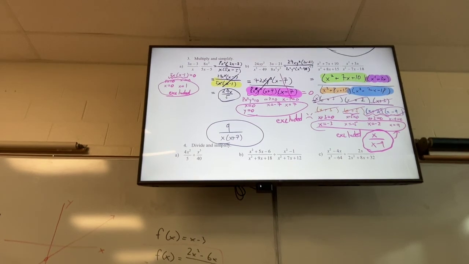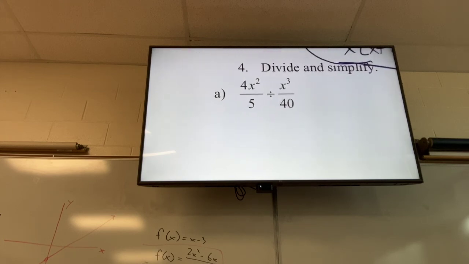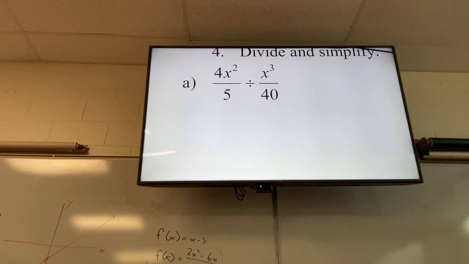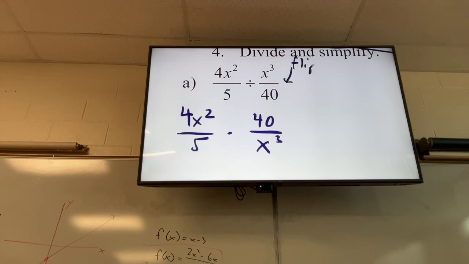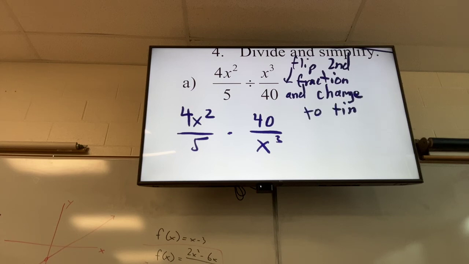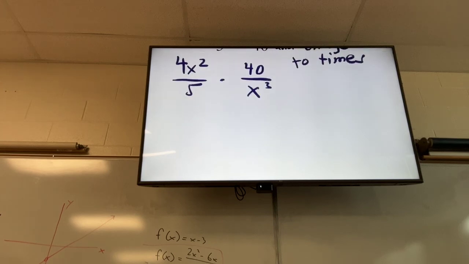All right, this next part, divide and simplify. Dividing fractions is just like multiplying them, except what? You got to do what? When you divide 2 fractions, you multiply by the reciprocal, okay? So we just flip the second fraction and change it to a multiplication. Now at this point it's just like the last set of problems, right? It's just multiply and simplify again.